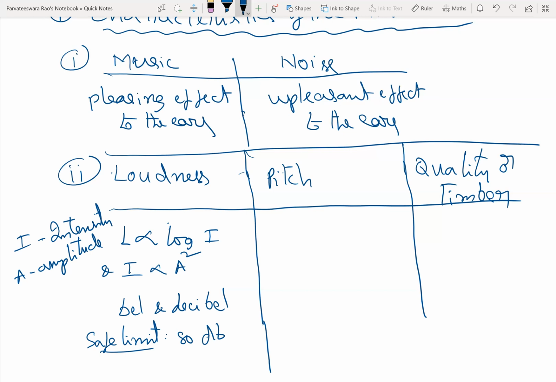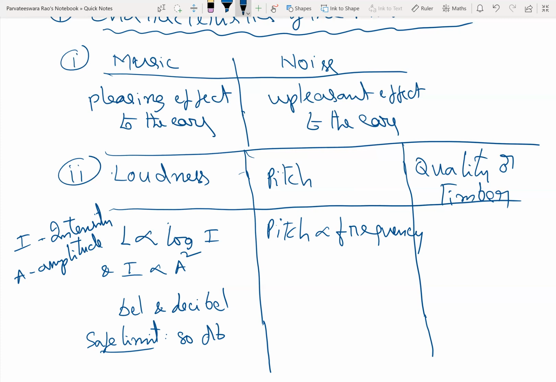Pitch depends on frequency. So my voice has got high pitch. Yes, Janaki's voice has got very high pitch. Lata Mangeshkar's voice has got very high pitch. So some people will have a flat tone. We can't identify whether it is a male or female. So those people have very low frequency tones. So thus pitch depends directly on the frequency.